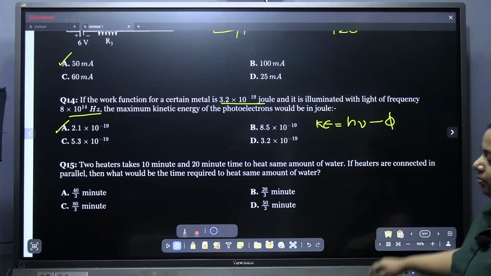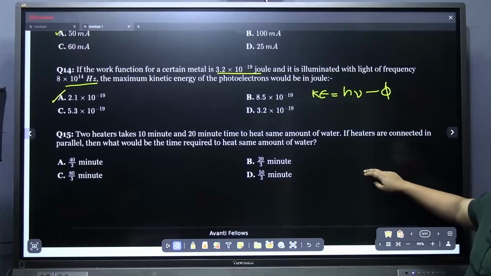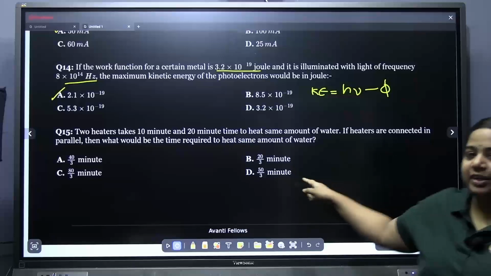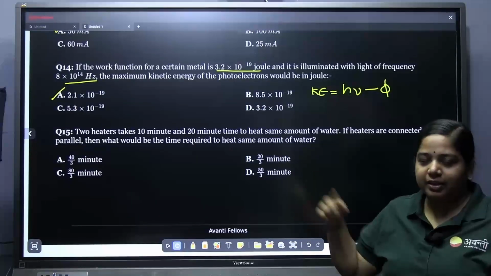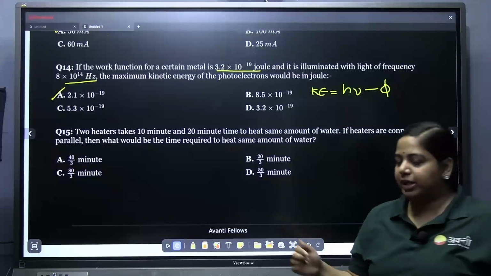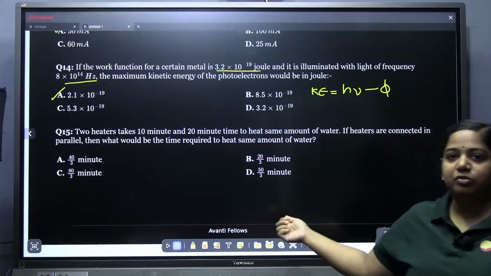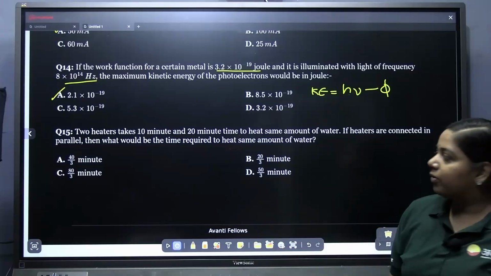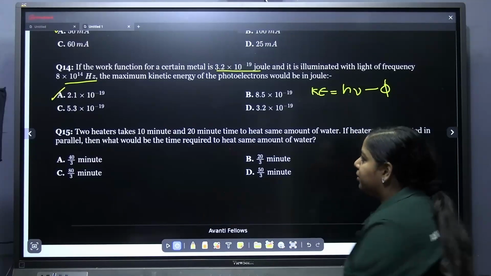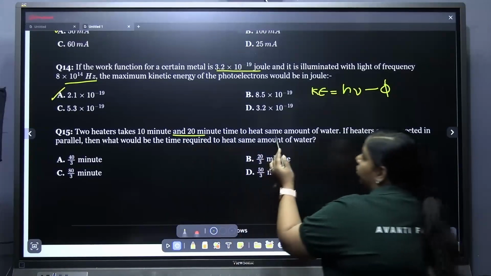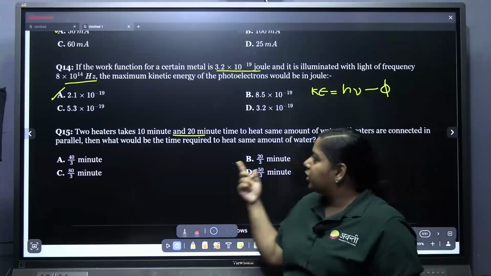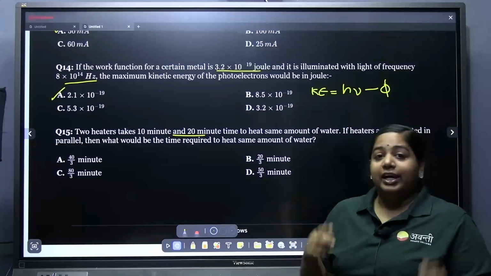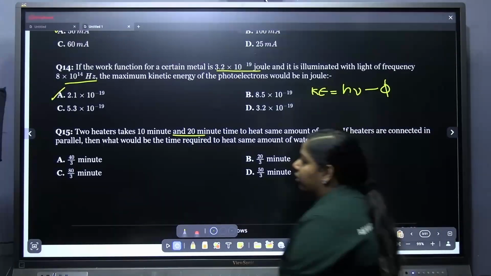Okay, we can move on. This same question we did in class, remember? During our PYQ problem solving session of the chapter, we did the same question for current electricity. Two heaters take 10-minute and 20-minute time to heat the same amount of water. If the heaters are connected in parallel, what would be the time required to heat? In that we already solved how we got it.